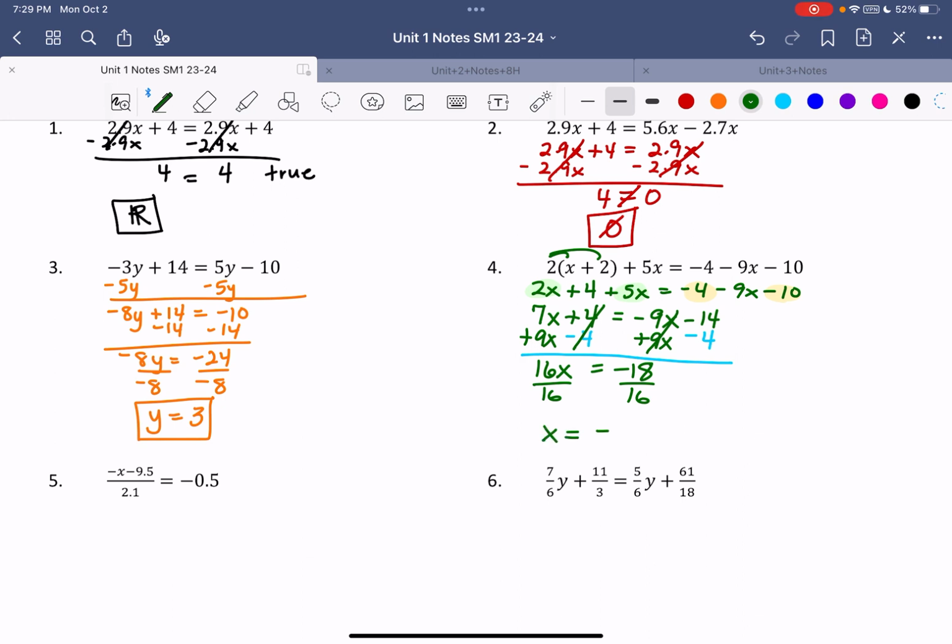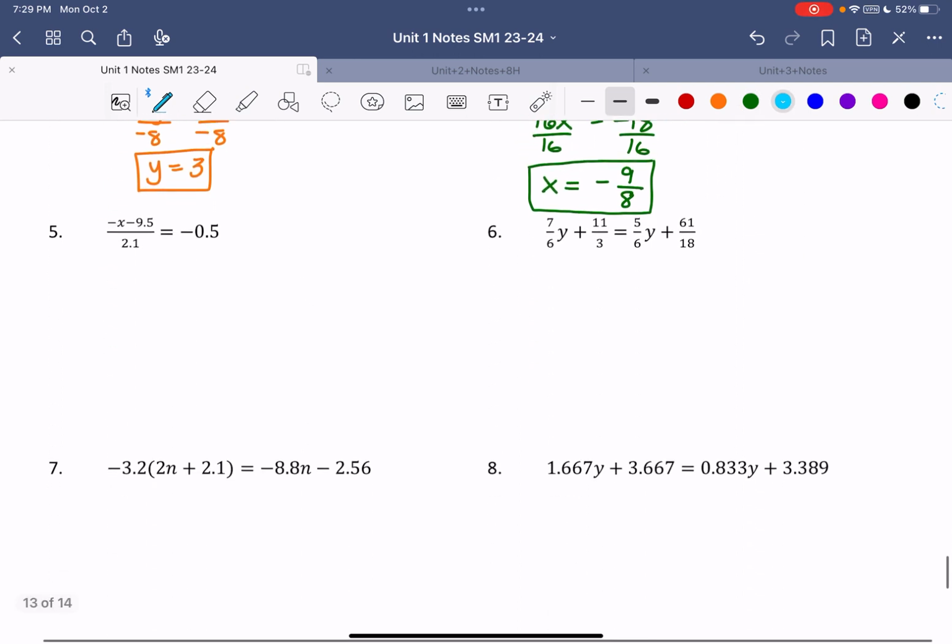That is a fraction, negative 9/8. Because both 16 and 18 are divisible by 2, so I just divide them both by 2 and leave the fraction there. And that negative sign can live out front, up top, or in the bottom. As long as it's there, you're good to go.